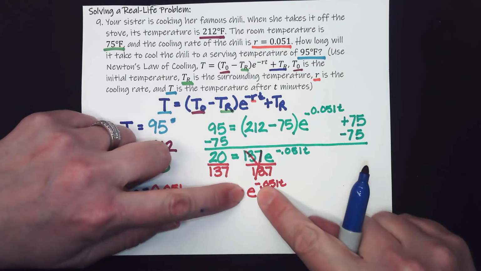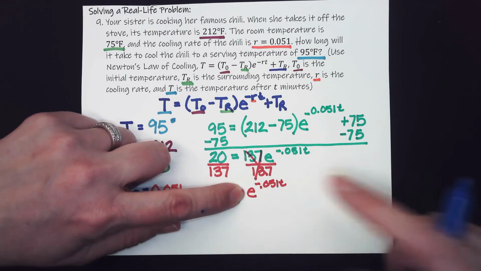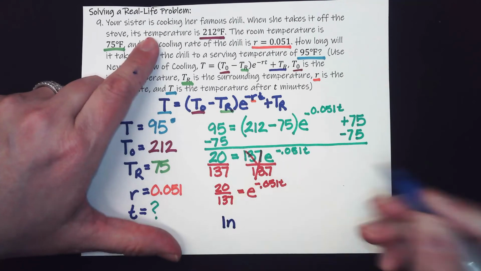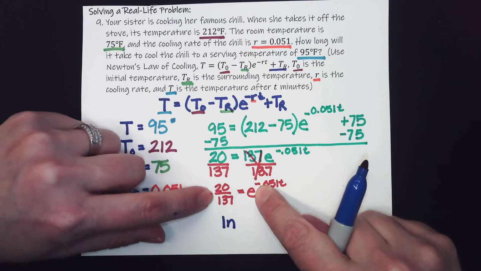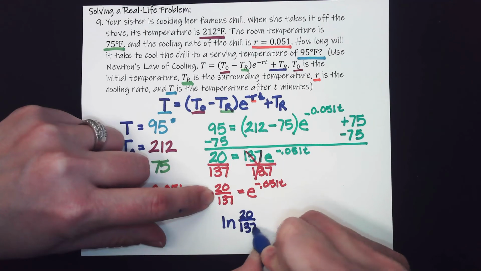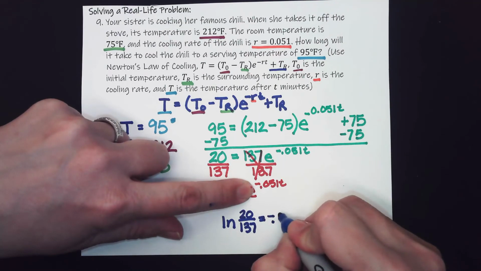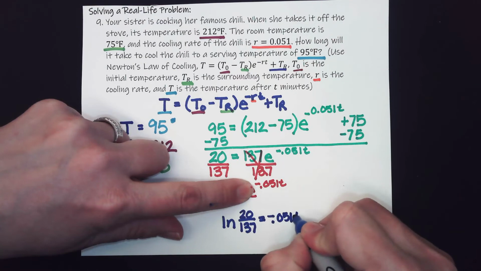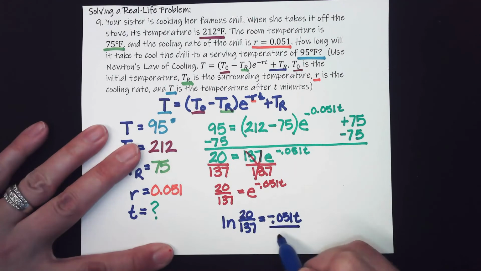So remember, if my base is e, that means I have a log base e. Well, that's the same thing as saying natural log. Okay, log base e, and then we jump over the equal sign, of 20 over 137 equals the power, which is negative 0.051t. And then to get t by itself, we now just need to divide by the negative 0.051.